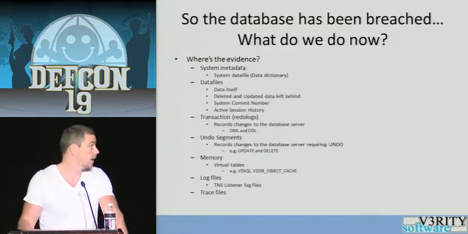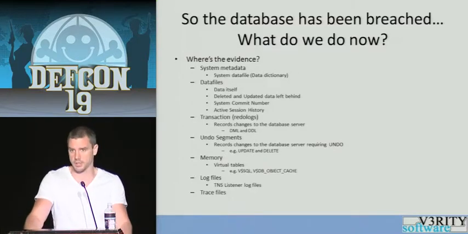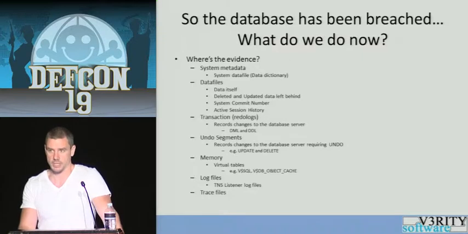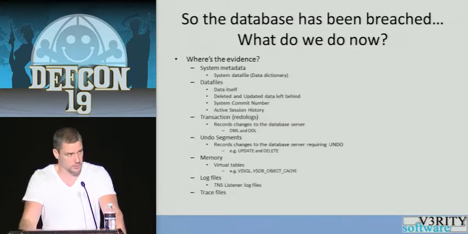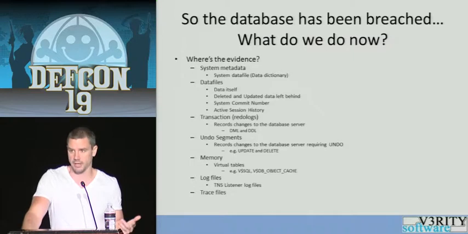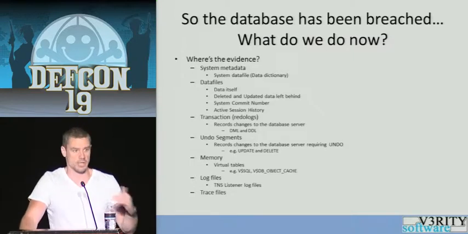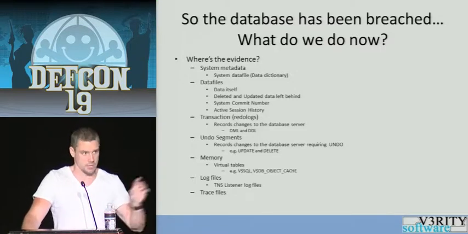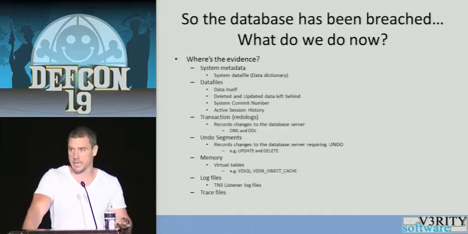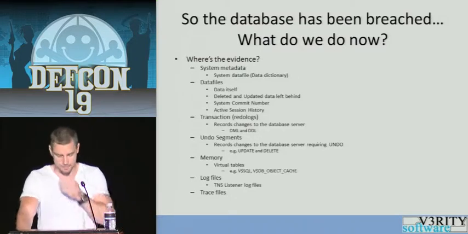Undo segments: if you make a change, an undo segment is created that has information pertaining to that change. So again, we can query that. The memory itself, in a live response situation, we can start querying certain key virtual views for information. One of them is V$SQLAREA. It has about 3,000 to 5,000 queries, the most recent ones that have been executed. So if we can find an attack in progress, or an attack which happened just half an hour ago on a fairly quiet database server, there might be evidence of attacks in there.